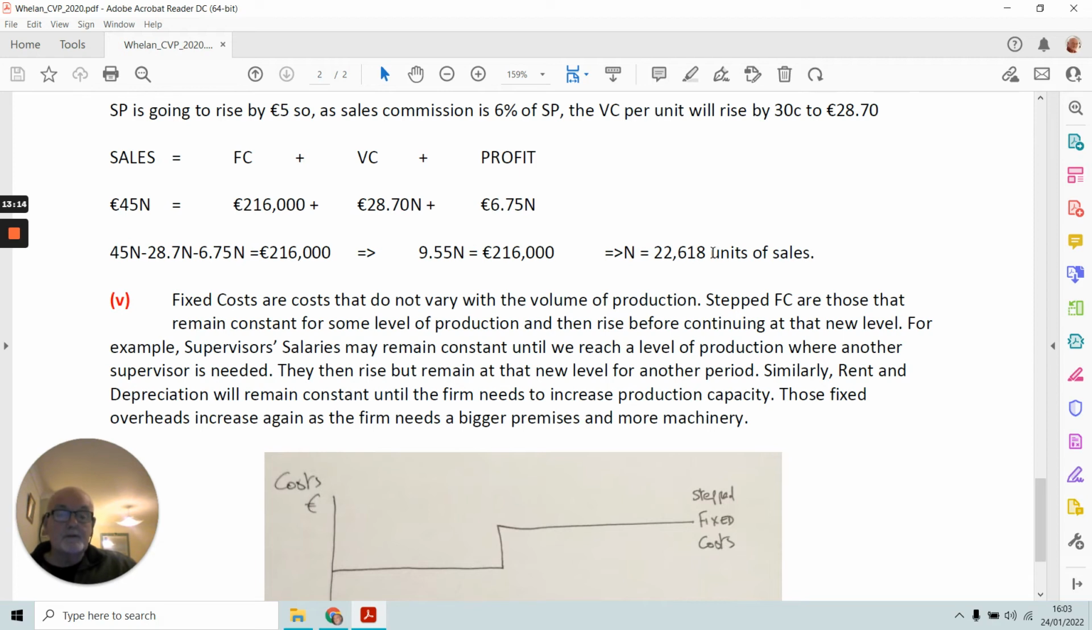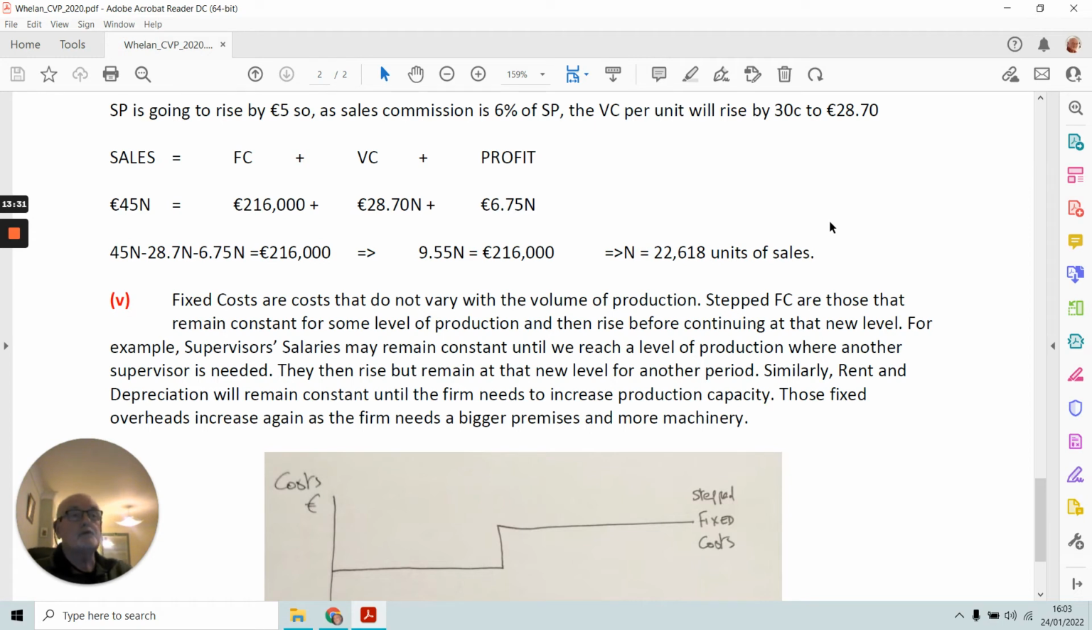So 9.55 N is €216,000, and that gives us an N value of 22,618 units. So if we can sell 22,618 units at €45 each, we will end up making a profit that will be equal to 15% of our sales.